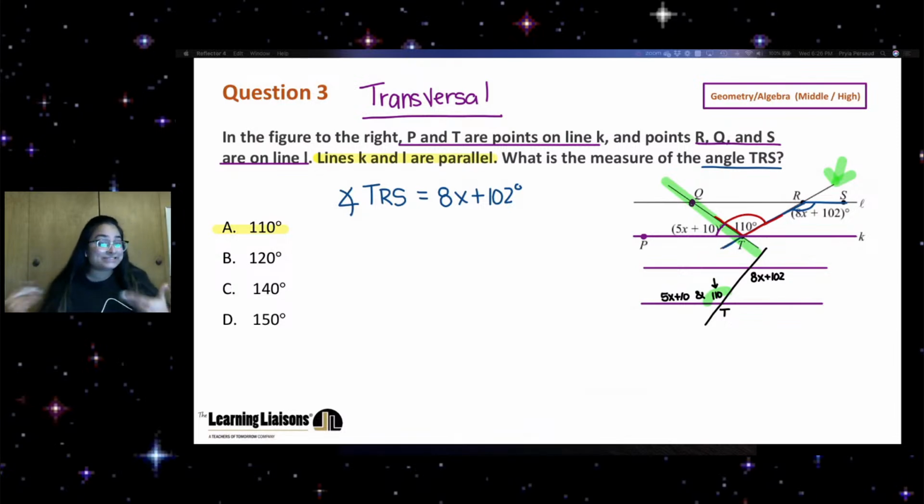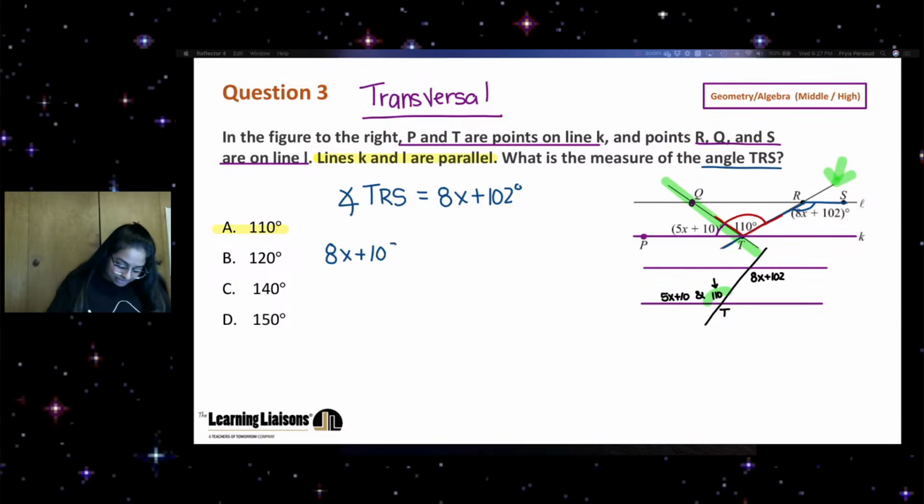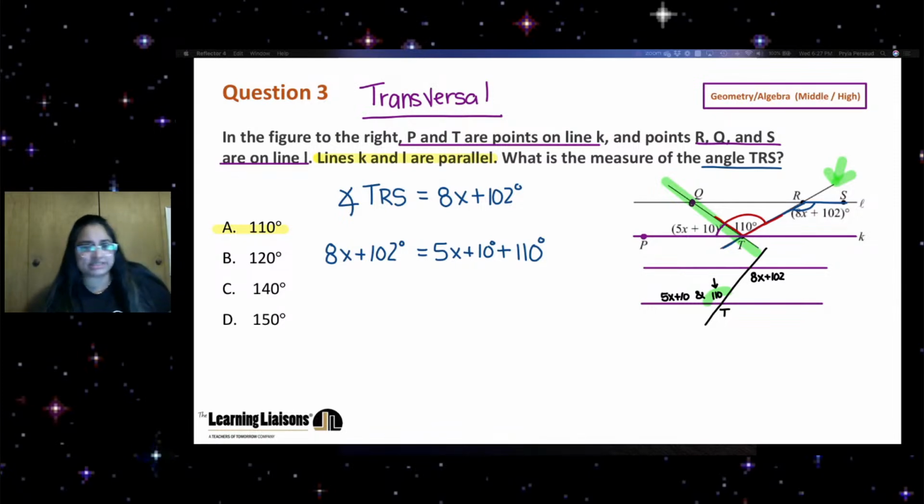So what do we need to do in order to be successful with the problem? We need to put it all together, right? 8x plus 102 degrees. That's for the TRS. And what is it equal to? It is equal to, ready? 5x plus 10 plus 110 degrees. You can put the degrees. The degrees just remind you that it's a degree answer.